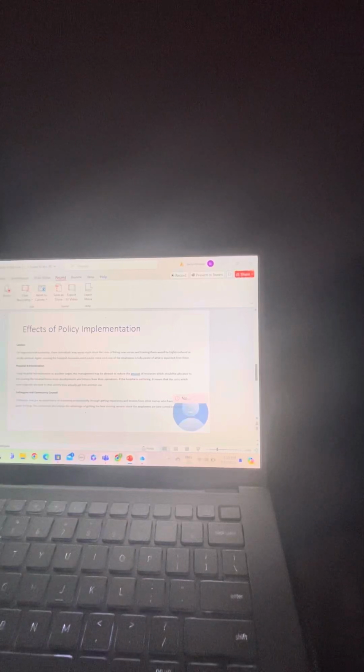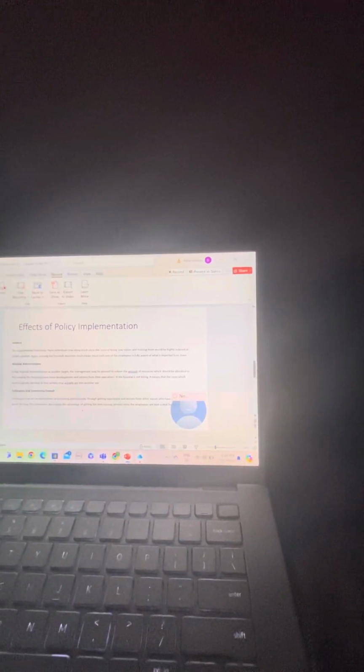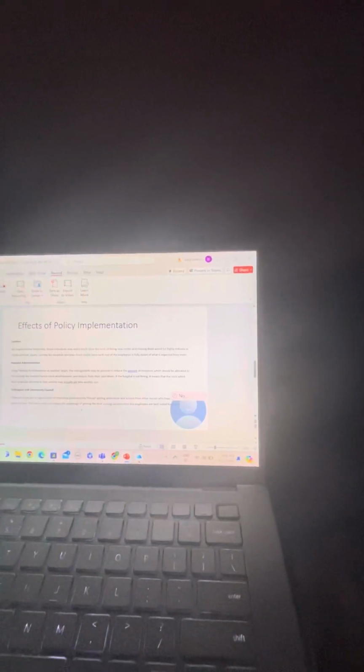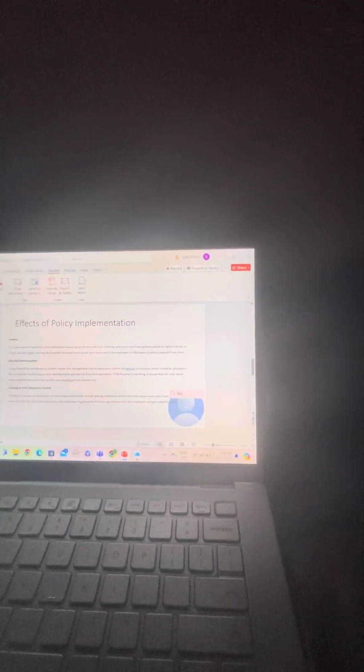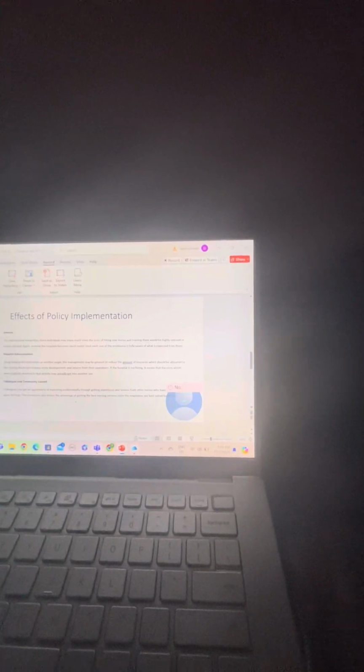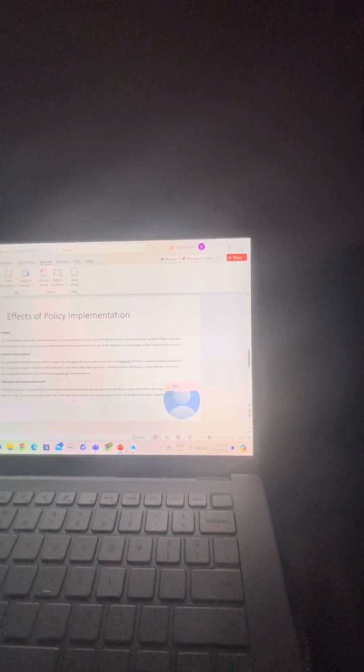Effects of policy implementation. Leaders. On organizational leadership, these individuals may enjoy much since the costs of hiring new nurses and training them would be highly reduced or totally avoided. Again, running the hospitals becomes much easier since one of the employees is fully aware of what is expected from them.